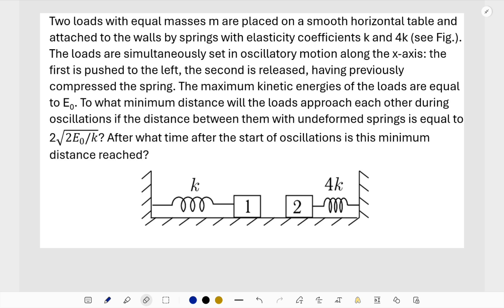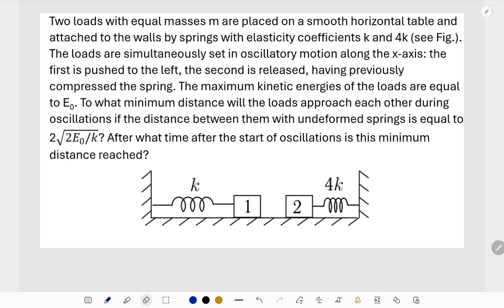The problem looks quite simple. There are two loads with equal masses, placed on a smooth horizontal table and attached to the walls by springs with elasticity coefficients, that means spring constants K and 4K. The loads are simultaneously set in oscillatory motion along the x-axis.